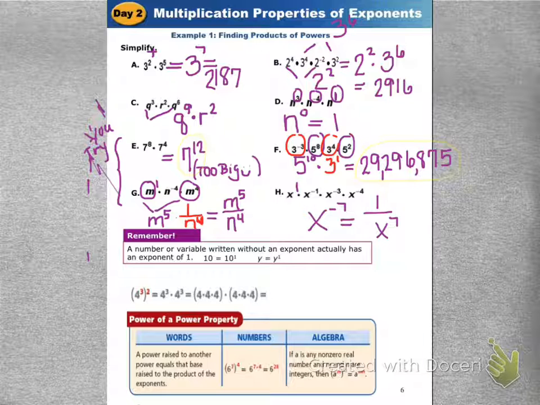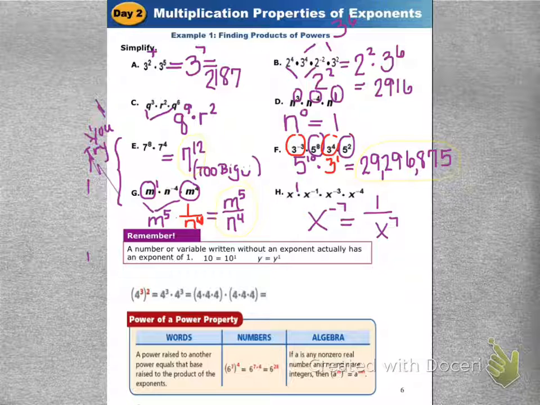In G, a common mistake, by the way, is when there is no exponent listed on a variable. If it helps you out to just go ahead and put a 1 there, that's what I do, just to remind me that there is a 1 there. So when I combined the m's together, I ended up with m to the 5th power. I went ahead and took the n with the negative exponent and rewrote it as the reciprocal, so 1 over n to the 4th. And then when I multiply them together, which m to the 5th is really m to the 5th over 1, I had m to the 5th over n to the 4th, and that's my final answer, as simplified as I can get.